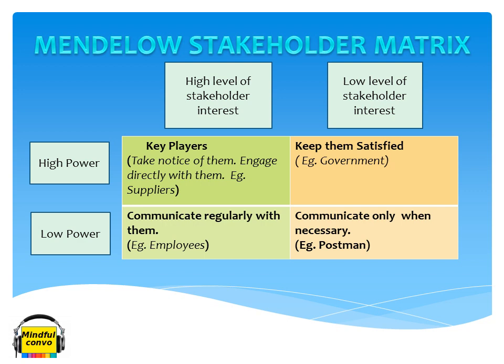Now the other section is where the level of stakeholder interest is low and the level of power is low. Here we can take the example of a postman. We should communicate with the postman only when it is necessary because they don't hold that much power and interest in the company.